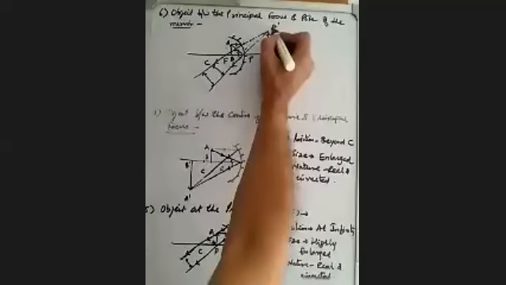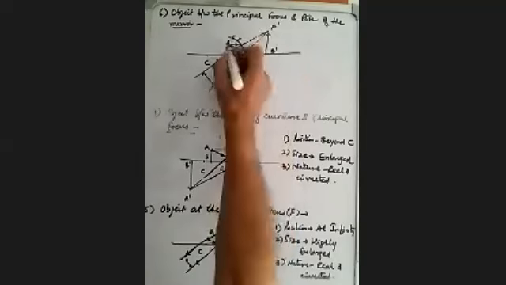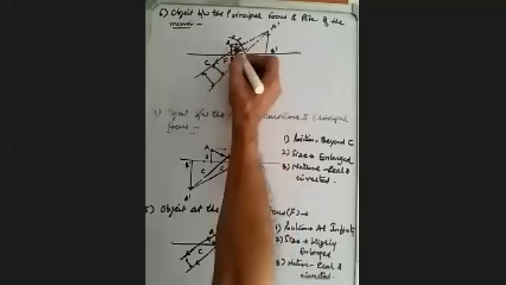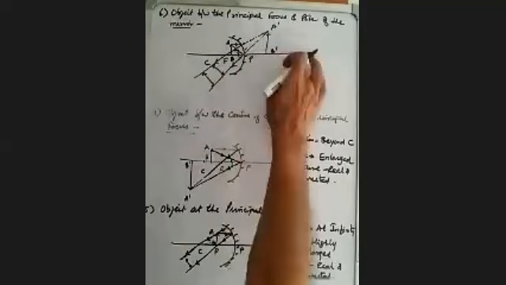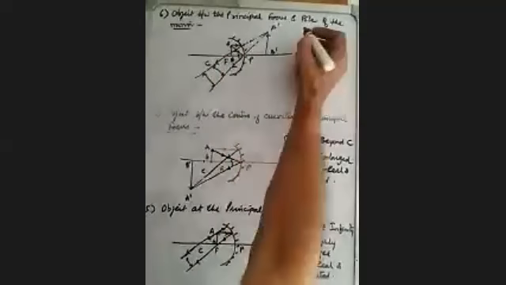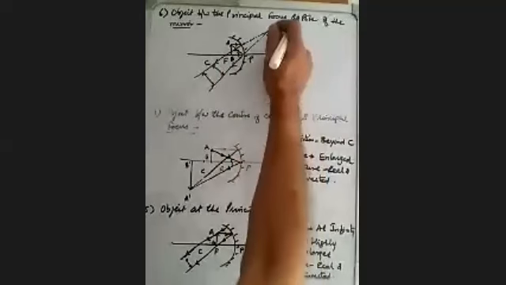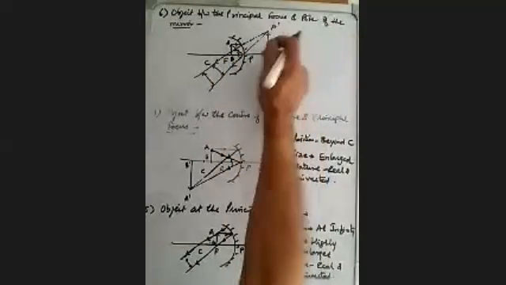Now you see that the rays are not actually meeting, but seem to be meeting at A dash or seem to be originating from A dash. So that means the image of A, that is A dash, is the virtual image of point A of the object. It is not the real image. And you see that it is not inverted with the object. It is erect.